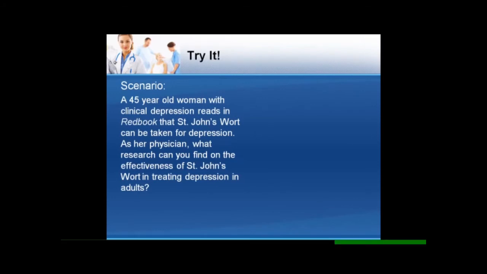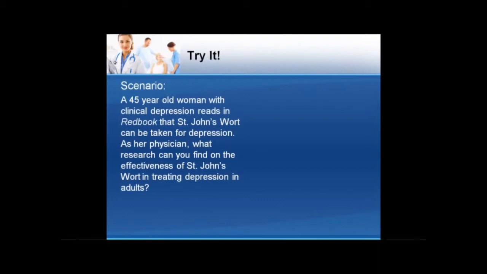Now, take a look at this. This is our scenario, or what we call the clinical issue. The scenario says there is a 45-year-old woman with clinical depression, and that there is a need to treat that depression, and St. John's wort is the intervention being proposed here. And this is how we deal with a clinical issue. Let's see what follows next.